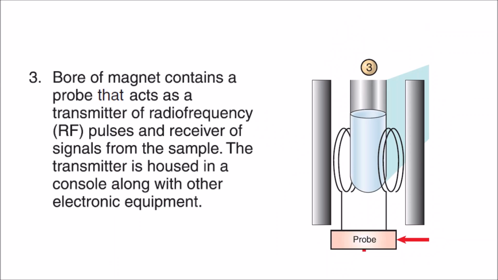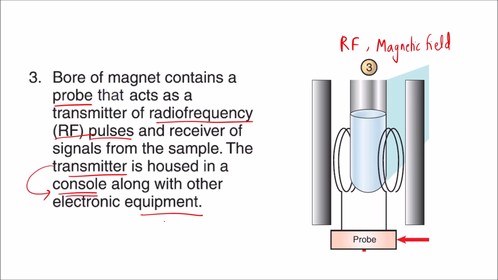The third thing that you do is you subject the NMR tube to two things: one is the radio frequency and another is the magnetic field. There are two things that are working. The bore of the magnet consists of a probe that has a transmitter of RF. RF pulses are subjected to the sample. And this transmitter, as I told you, is present in the NMR console, along with the other electronic equipment.